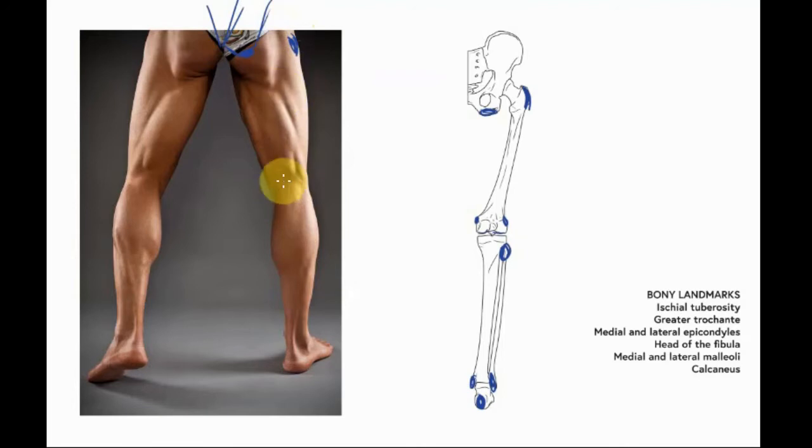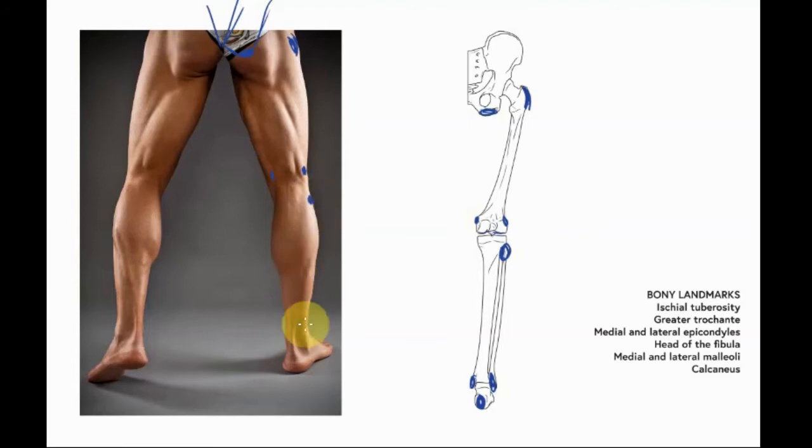The medial and lateral epicondyles. This line is the fold of the knee, which would be represented here on the skeleton, so they'll be just superior to that, roughly here and here. The head of the fibula. Can you just see, if we follow the line along the outside of the leg, that little bump just here? That's the head of the fibula.